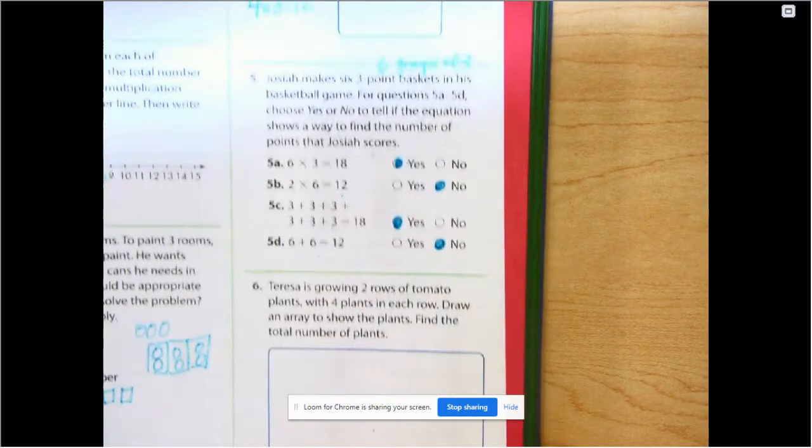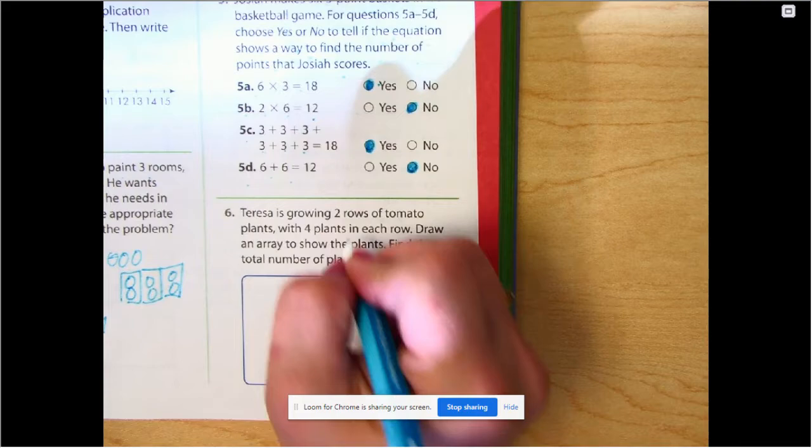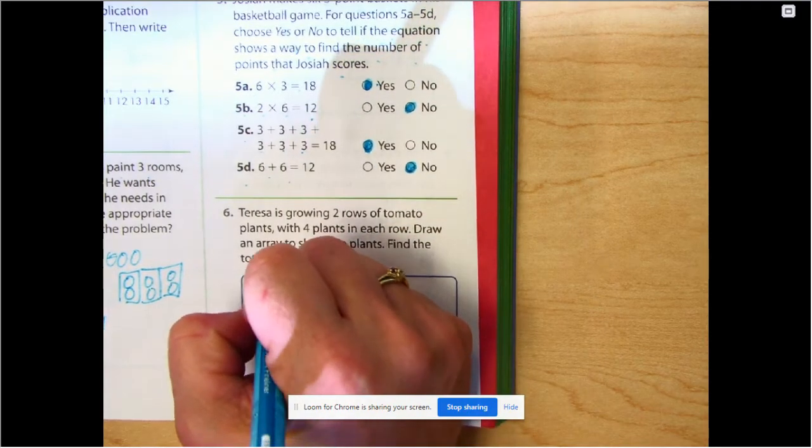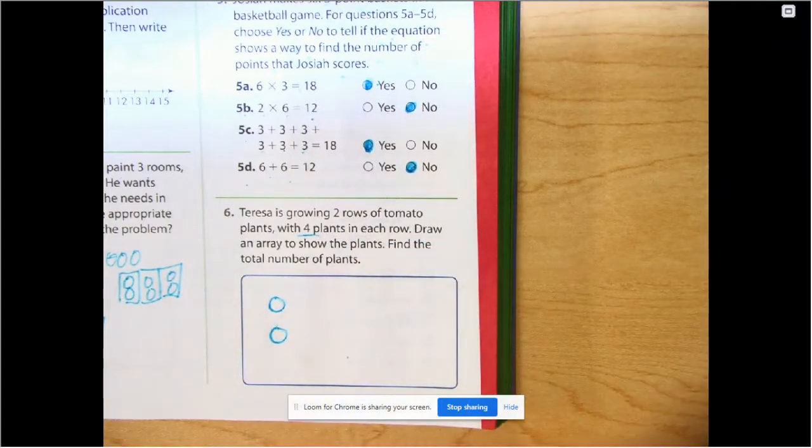Okay. Number 6 says, Teresa is growing 2 rows of tomato plants with 4 plants in each row. Draw an array to show the plants and find the total number of plants. Okay, so we have 2 rows. There's row 1 and row 2. And there are 4 in each row.